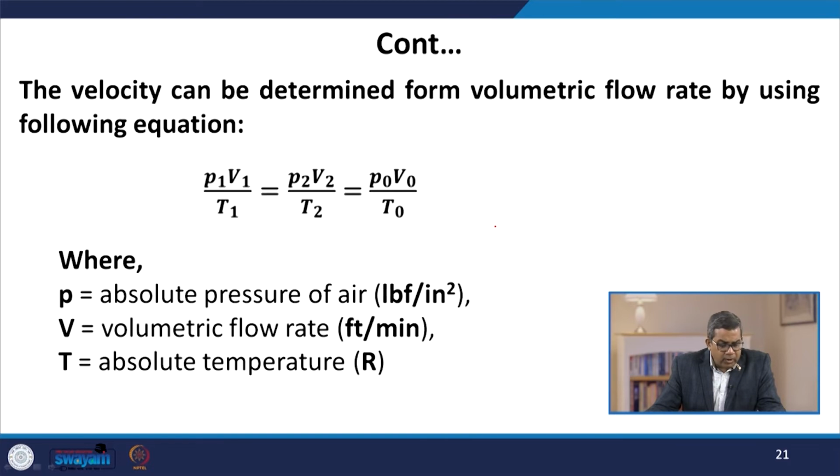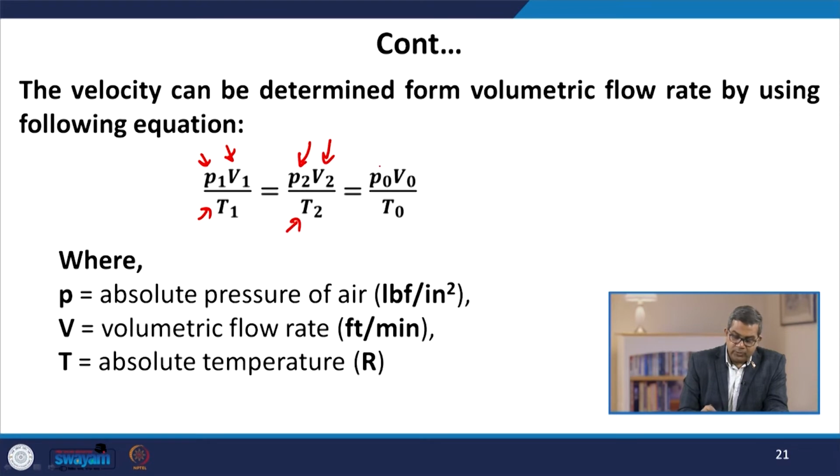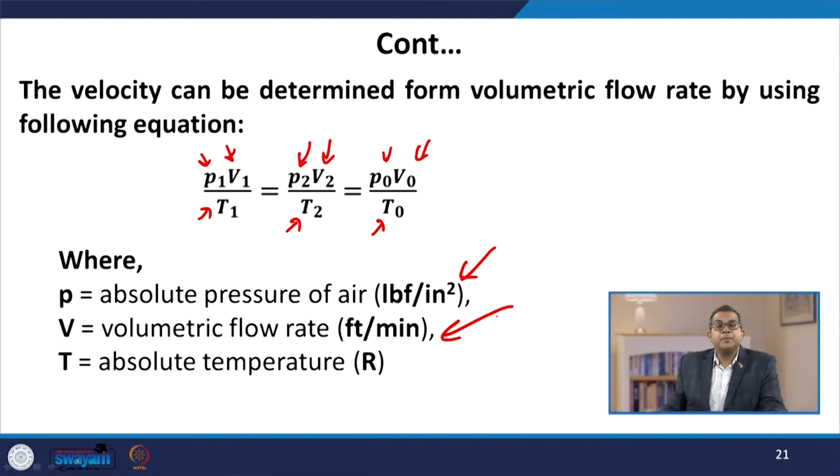Now, the velocity can be determined from volumetric flow rate by using the usual ideal gas equation. Here, P1 V1 upon T1 is equal to P2 V2 upon T2 is equal to P0 V0 upon T0, where P is the absolute pressure of air. You may decide the unit as per the system in question. V is the volumetric flow rate, and T is the absolute temperature.